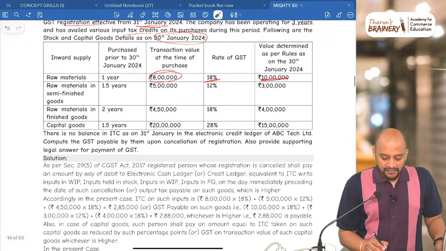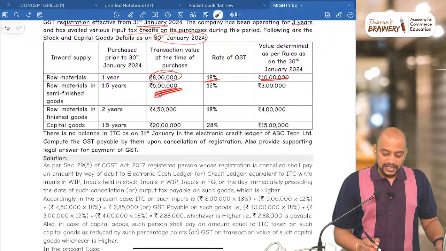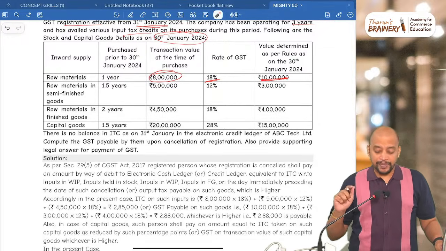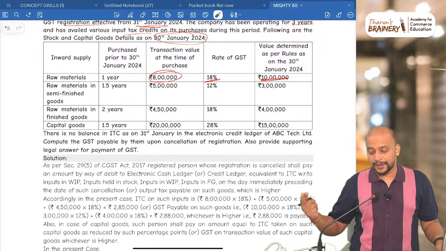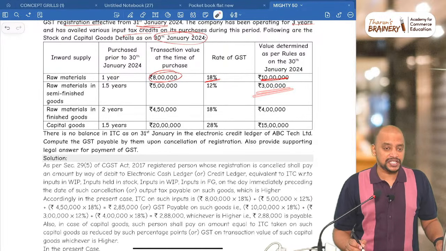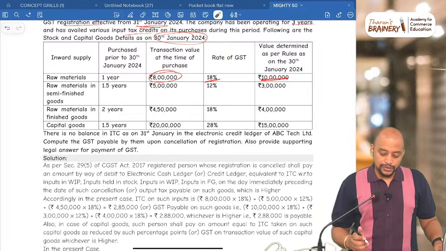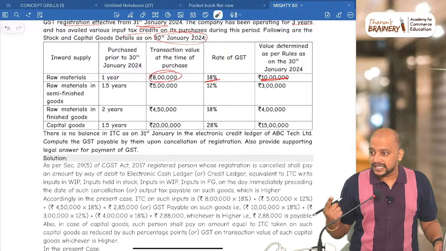Then here 5 lakhs raw materials in semi-finished goods, 5 lakhs into 12%, so that will be 60,000, and we will compare it with the GST payable on sale of such inputs, if any. So what is the GST payable on sale of such input? They are not selling it. If they are selling, what is the value? So 3 lakhs into 12%, that is 36,000. Whichever is higher, definitely it will be 60,000.